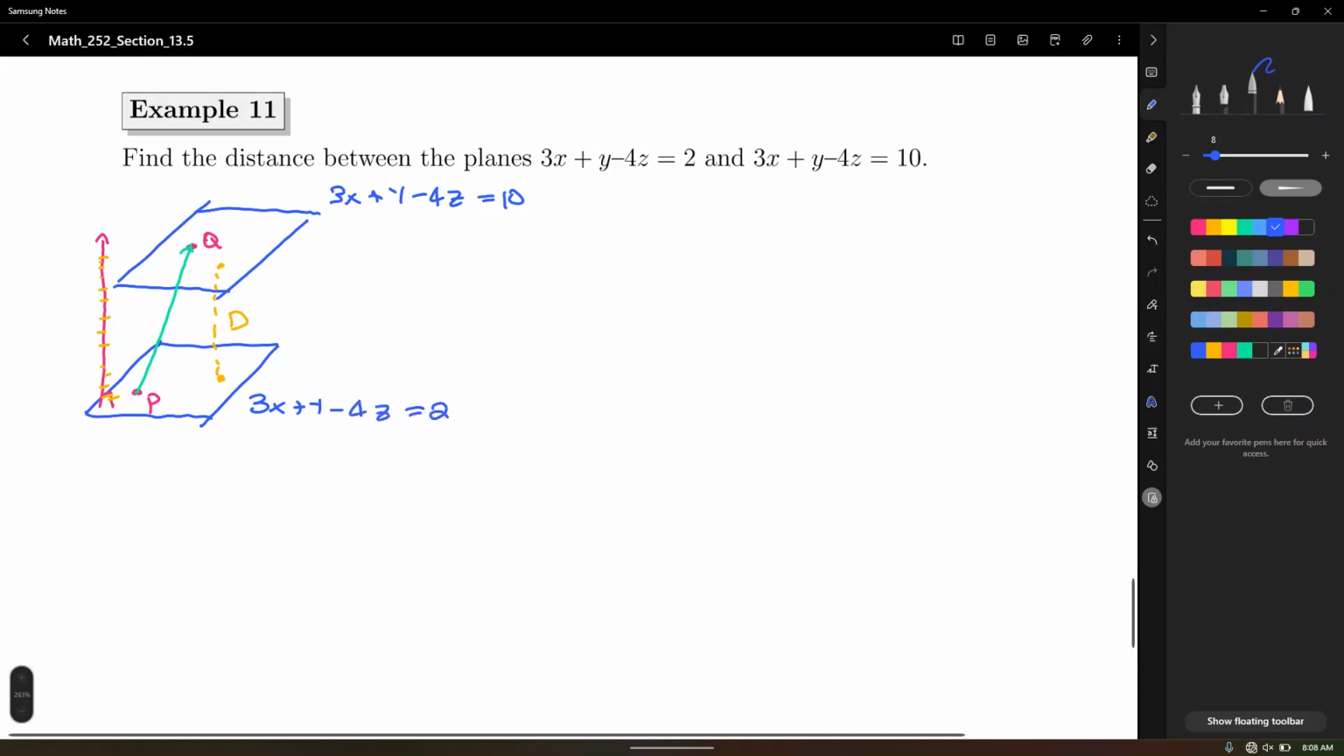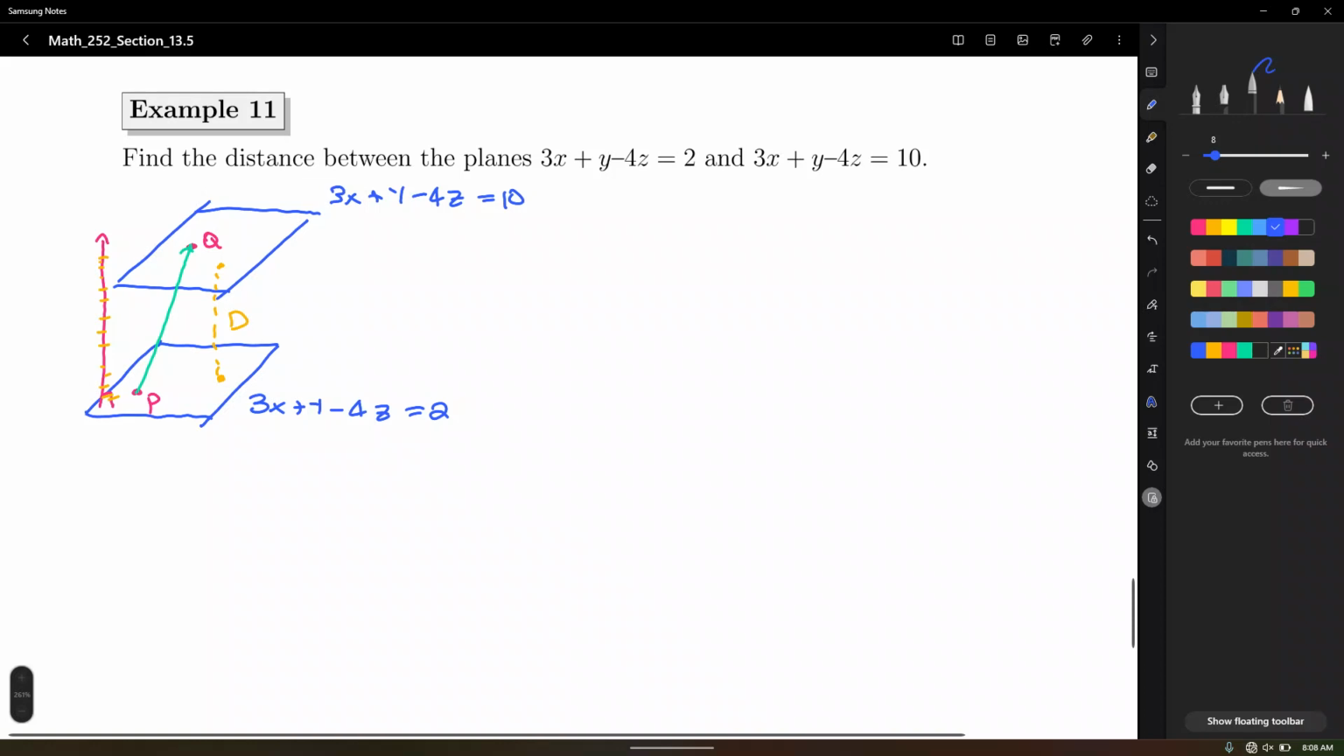So in this case, we will need to find a point on each of the planes. And again, one way, the hard way, is to find three integers such that 3 times the first one plus the second one minus 4 times the third one equals 2. Do you want to do it that way? Not really, right? It's doable, but it's going to take you forever.